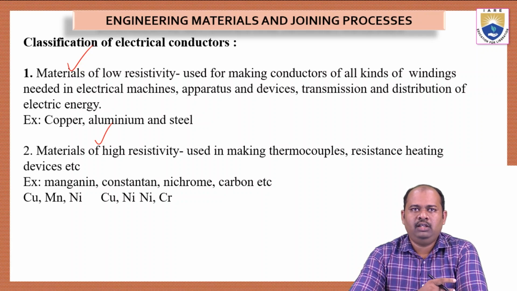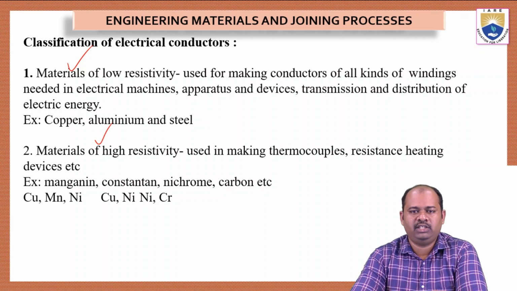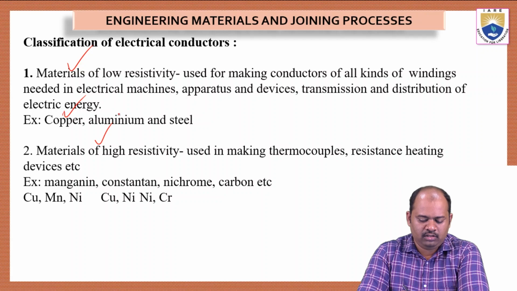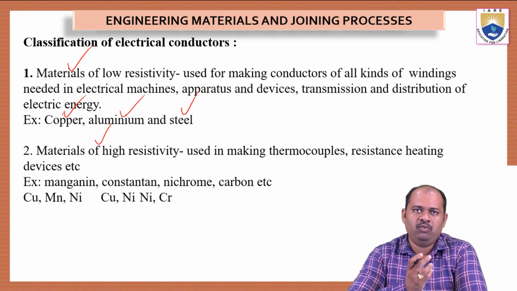So in electrical machines, apparatus or devices, and in transmission and distribution of electrical energy, we can use these materials of low resistivity. Some examples of low resistivity materials are copper, aluminum and steel. These materials have very high conducting capacity. That means they have low resistivity, obviously.